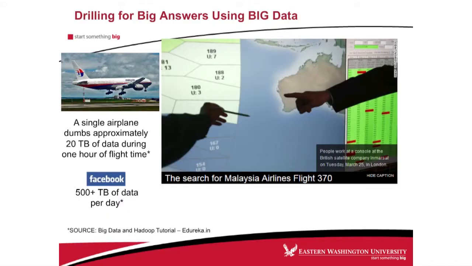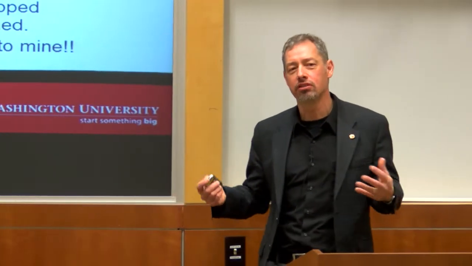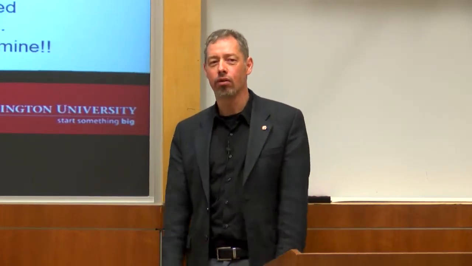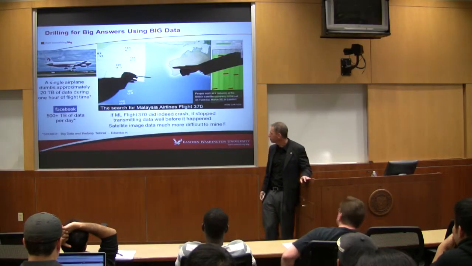And now we're stuck with having to analyze satellite images, which is a much, much more complex application of big data. So there are lots of speculations. Did somebody maliciously turn off the transmission of data, or was it just a failure? In addition, maybe independently of the failure of the aircraft itself.